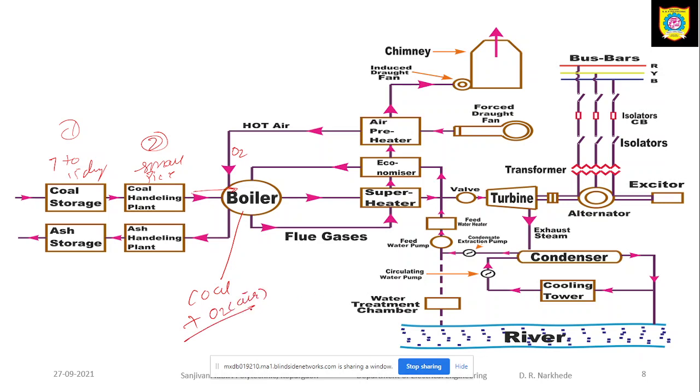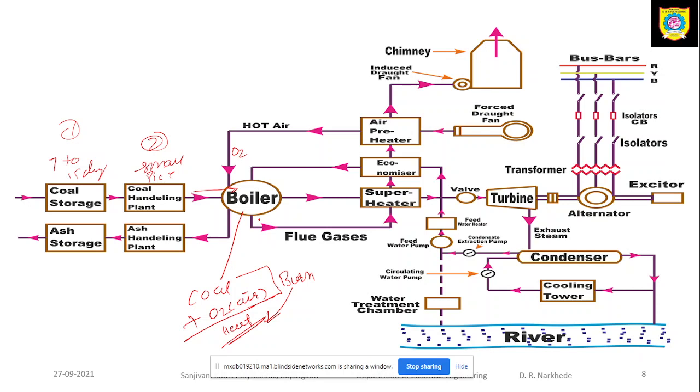Air is required for burning of the coal. Without air, my burning action does not take place. So when coal is there, oxygen is there, and ignition is there. Ignition takes place just by using a certain flame or something. We can assume that ignition has already taken place. So this will result in heat. When coal and oxygen are there, it will burn, and when it burns, it produces heat.